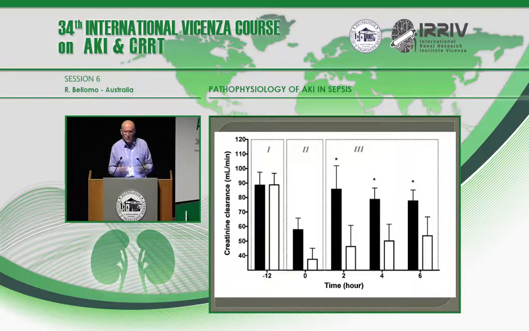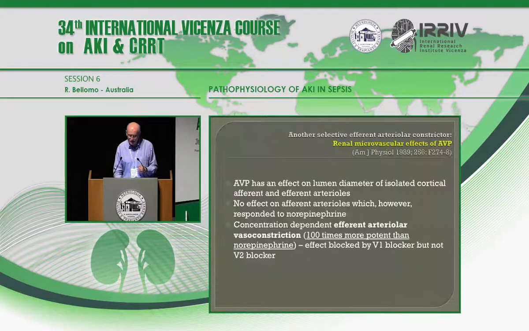And you can see that by measuring creatinine clearance as well, and you can see the same effect. So when you give efferent arteriolar vasoconstrictor in a model of gram-negative bacteremia, you have a significant improvement in function. Do we have any other evidence from vasoconstrictive agents that have a specific effect on the efferent arteriole that this might be potentially relevant to their use as well?